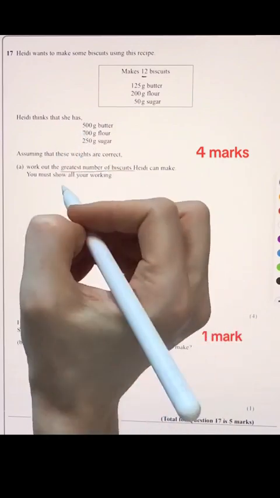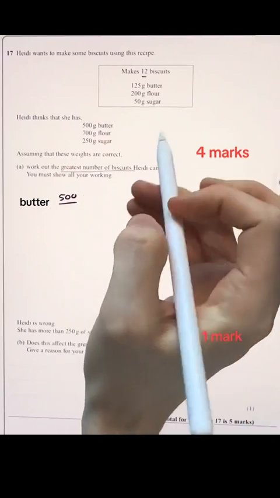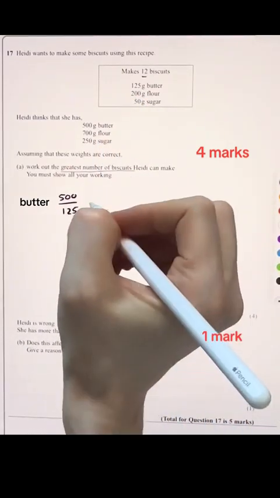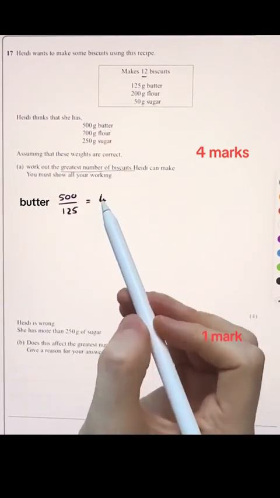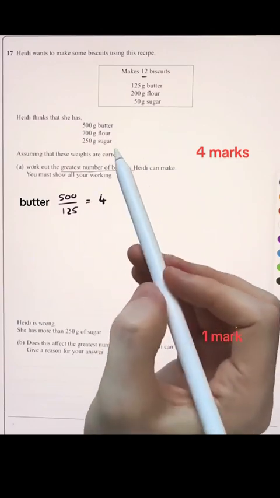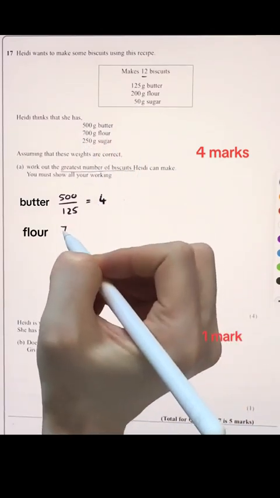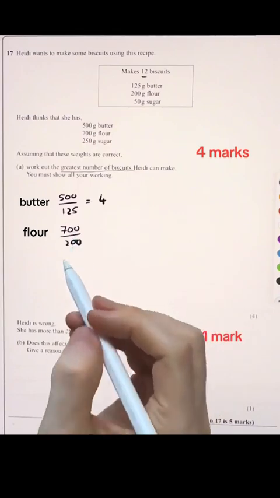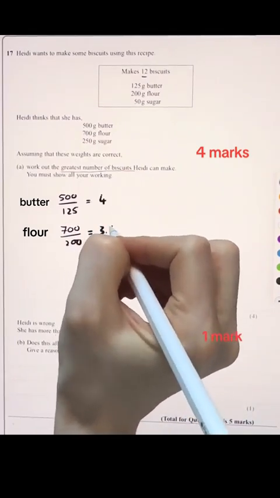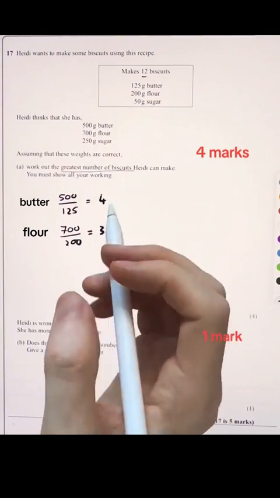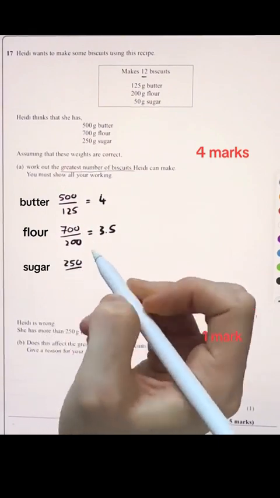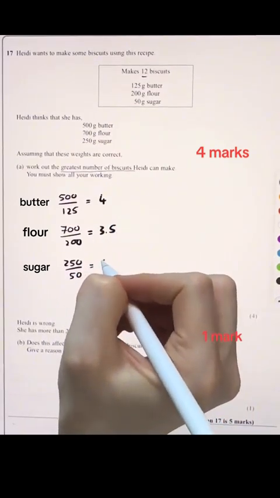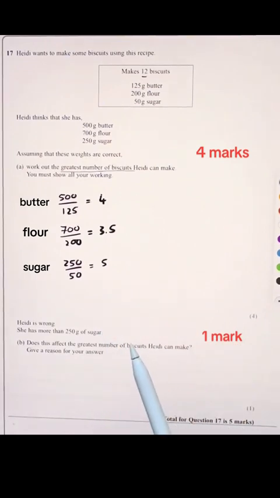Starting with butter, she has 500 grams of butter and she needs 125 grams for each batch. So I'm going to do 500 divided by 125, which gives us 4. So she has enough butter to make 4 batches. Look at my flour. She has 700, so what she has, 700, divided by what she needs of flour, in this case 200 for each batch. And 700 divided by 200 gives you 3.5. And finally, for sugar, she has 250 grams of sugar and she needs 50 grams of sugar for each batch. And 250 divided by 50 gives you 5. So she has enough sugar to make 5 batches of the recipe.